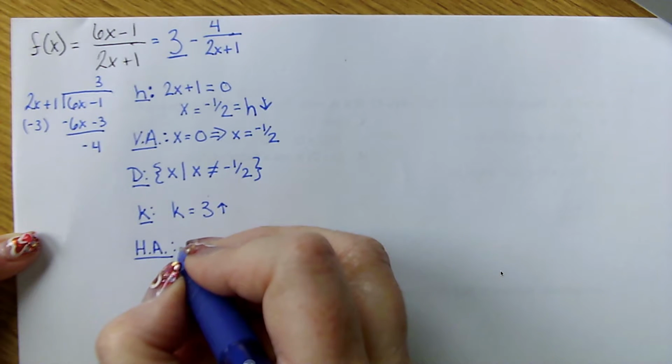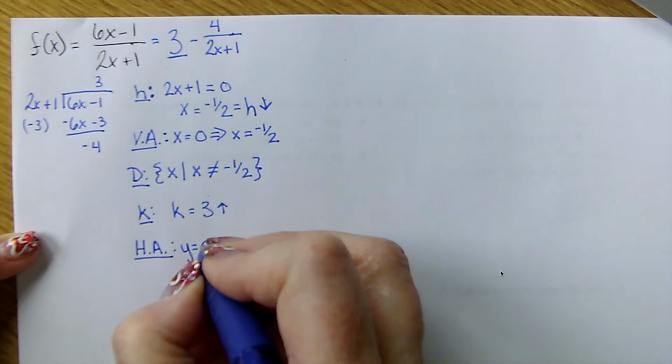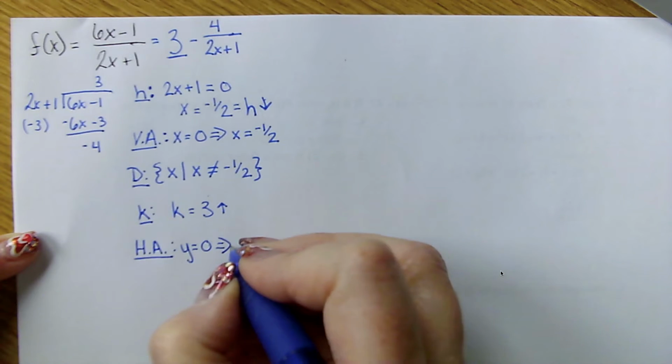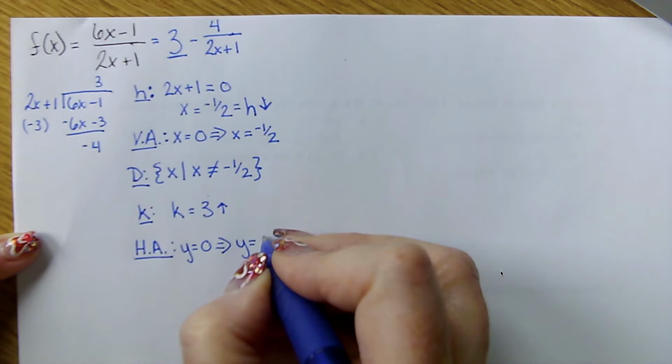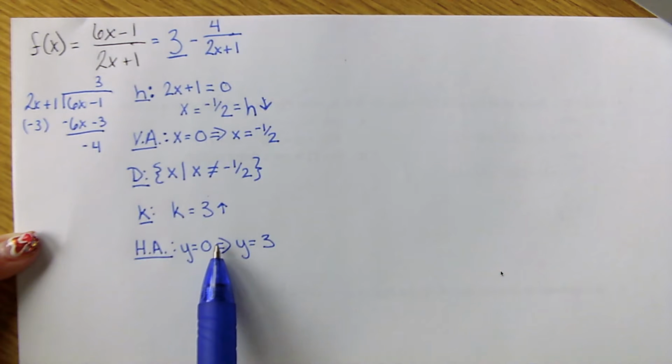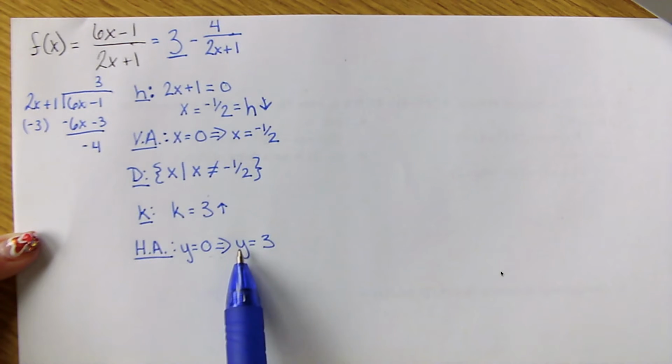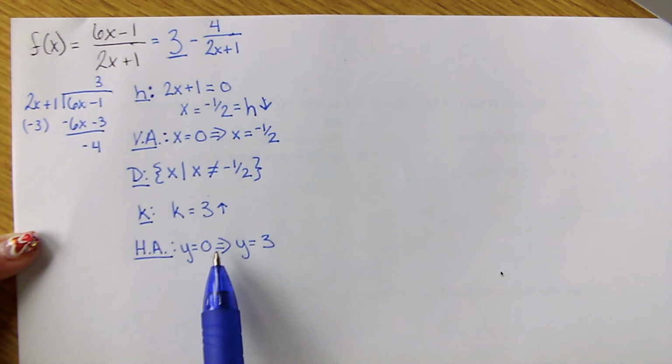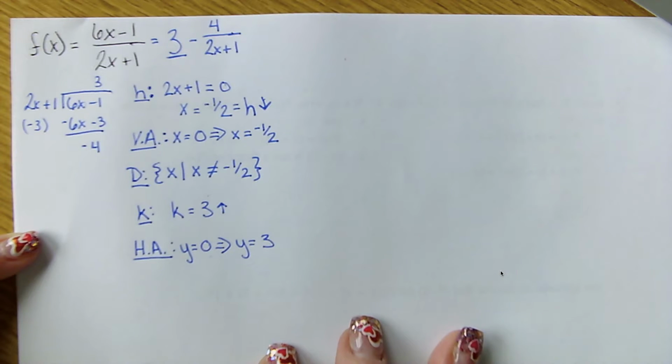And where was it at what? 0. And now it is at 3. Now, you guys notice how I put an equal sign with an arrow here? Because y equals 0 is not equal to y equals 3, is it? Okay, we do that when we mean "goes to" or "changes to," something like that.